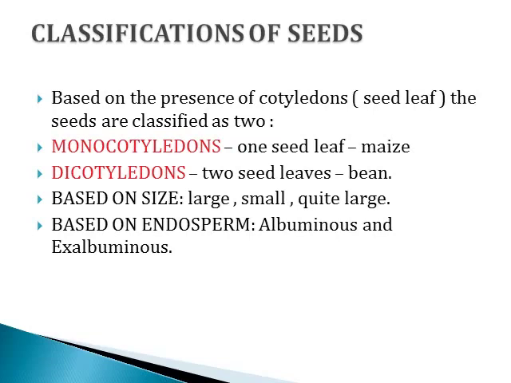And the next is based on the presence of endosperm, the seeds are classified as albuminous and ex-albuminous. Albuminous is also called endospermic seed, and ex-albuminous is called non-endospermic seed. In the albuminous, the cotyledons are very thin and membranous, and in ex-albuminous, the cotyledon is thick and fleshy.